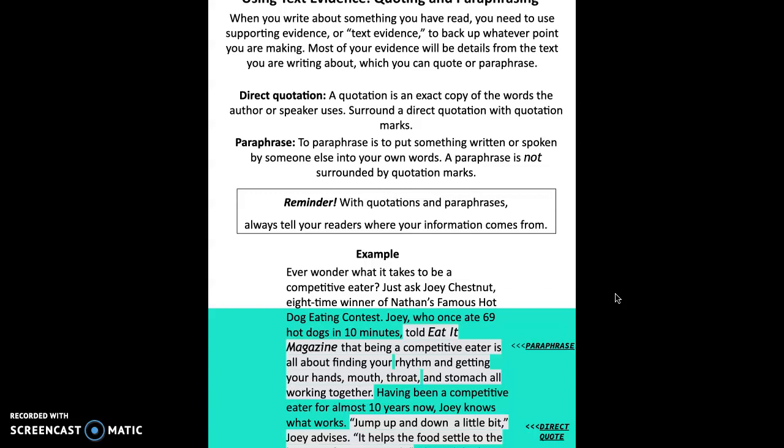So we have a paraphrase in the gray highlighted areas. Told Eat It magazine that being a competitive eater is all about finding your rhythm and getting your hands, mouth, throat, and stomach all working together. Notice there are no quotes. He just basically rewrote this in his own words, changing the words around. He paraphrased. In the direct quote, you see it is in quotes, and it is actually what he is saying, "Joey advises." So note that the direct quote is very important when someone is speaking, definitely.